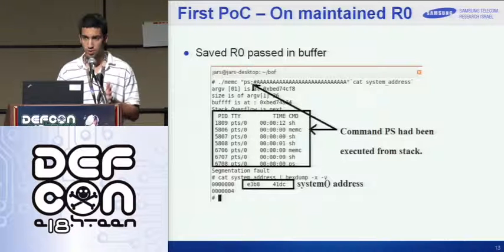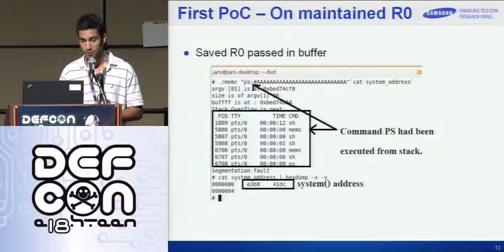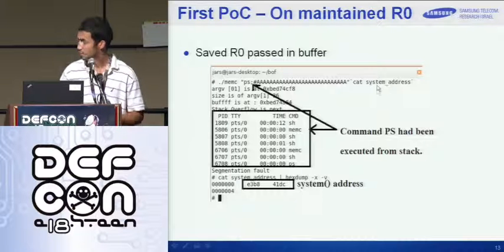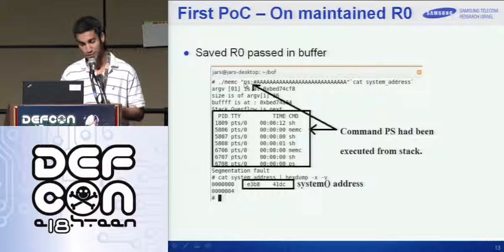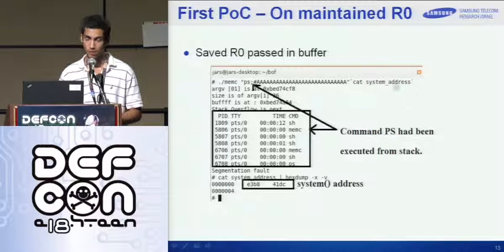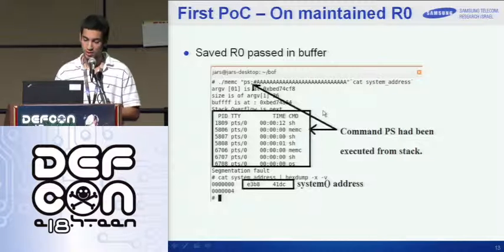So let's do a POC in a program that is very hacker friendly. It gets the buffer here, and the stack pointer is pointing to the beginning of our buffer. It's very convenient. R0 is pointing to the beginning of the buffer, also very convenient. So let's just put a command here, and after we overwrite the PC, we'll put there the system address of the function. So we'll see ps being executed.